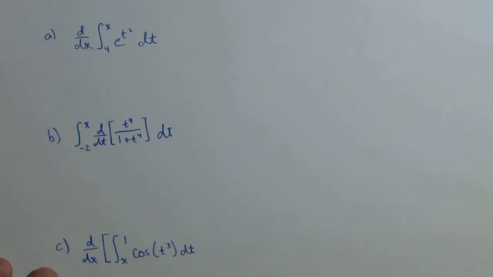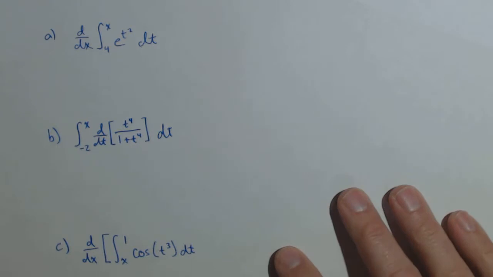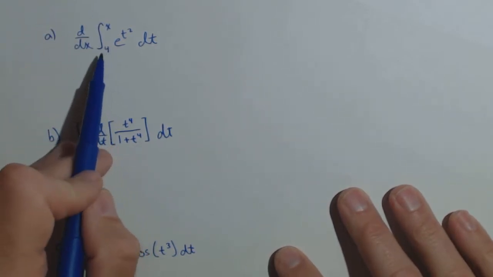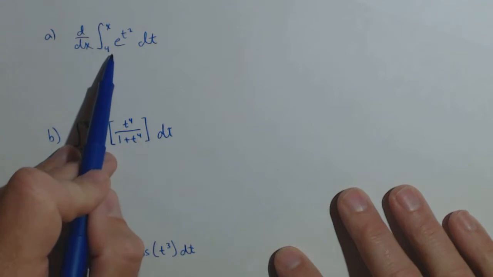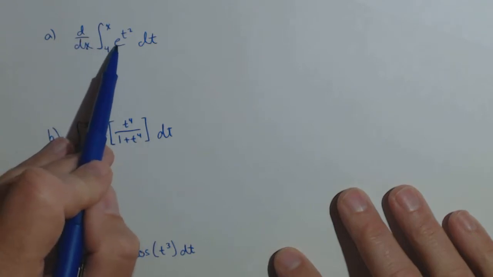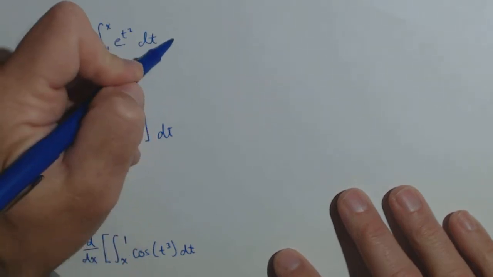In activity 5.6, we're going to go through a few examples of applying the first and second fundamental theorem of calculus to some examples. Now here, this is a perfect example of the second fundamental theorem of calculus because what we're doing is we're taking the derivative of basically an antiderivative.